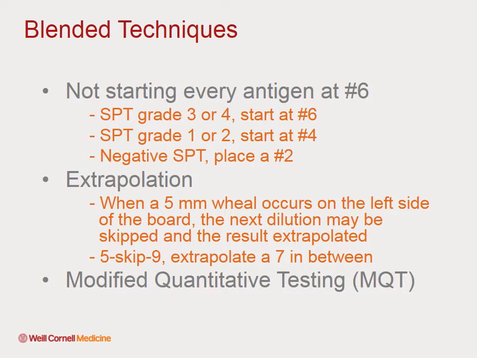So for example, if we have a 5mm wheal on the left side of the board, then we can skip the next dilution and actually put the one after it and then extrapolate the results in between. Because if you have 5 and then you skip and then you get a 9mm wheal, we would have had to put that one on anyway as a confirmatory. So we can just put the 5, the 9, and then extrapolate the 7 in between. Then there's also modified quantitative testing, which is an example of another blended technique.